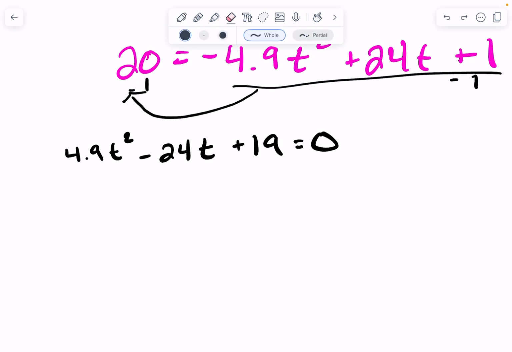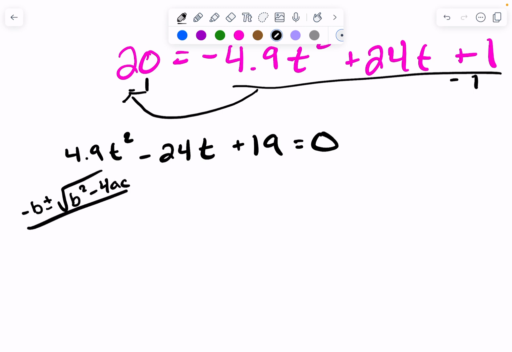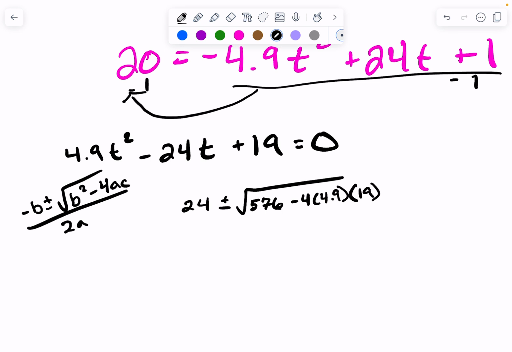Here we go. I'll write out the quadratic formula: negative b plus or minus the square root of b squared minus 4ac, all over 2a. Negative b will be positive 24, plus or minus the square root of, I think it's 576, which is 24 squared. Underneath it, 4 times a, which is 4.9, times c, which is 19. And 2 times 4.9.